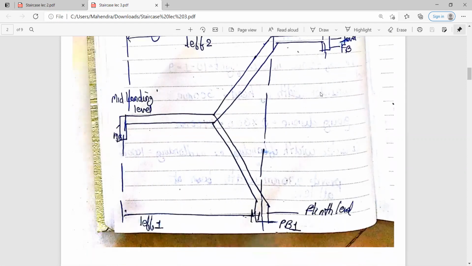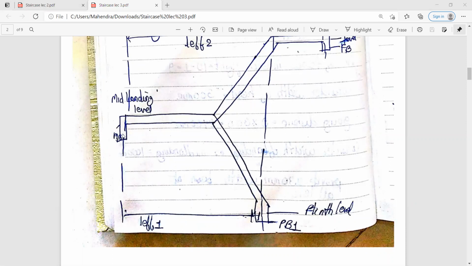And this is again your plinth level. This is your MB1 and this is your L effective 1. यहाँ से लेके यहाँ तक का distance will be L effective 1. That is, L effective 1 is the effective length for the flight 1 and L effective 2 is the effective length for the flight 2.